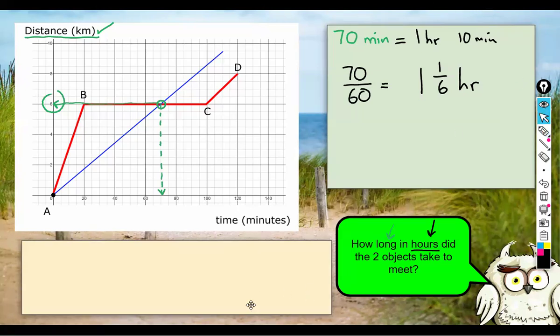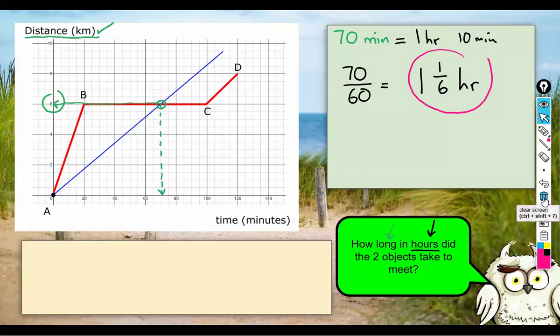All right, so this is the preferred answer: 1 and 1/6 hours. Refrain from using the 1 hour and 10 minutes because of the instructions the examiner gave us. All right, so let's move on to the next part of the question.